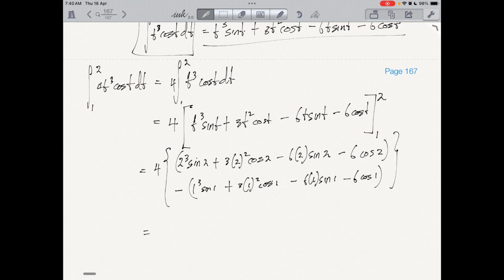So when we use our calculator to simplify this, we will have our final answer as minus 1.223, approximately to 4 significant figures. So in our next video, we will be dealing with the integral of x^n sin x dx.